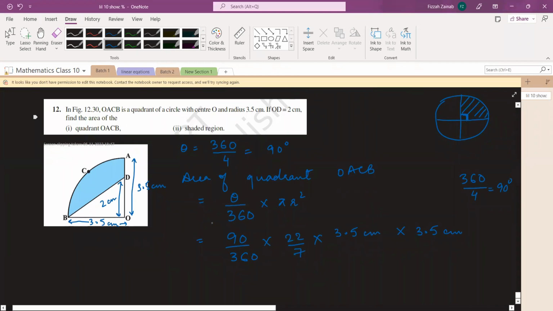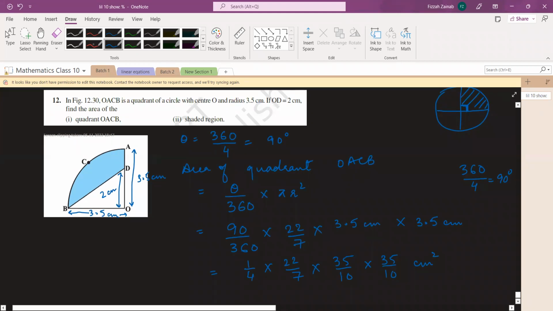Okay, now you can solve it. So 10 cancels out, and 9 into 4, right? So you get 1 by 4 into 22 by 7. And I remove the decimal, so I get 35 by 10 into 35 by 10 centimeter square. Clear? Okay, so now this is 7 into 1 and 7 into 5. And I can also reduce, so 5 into 1, 5 into 2, right?